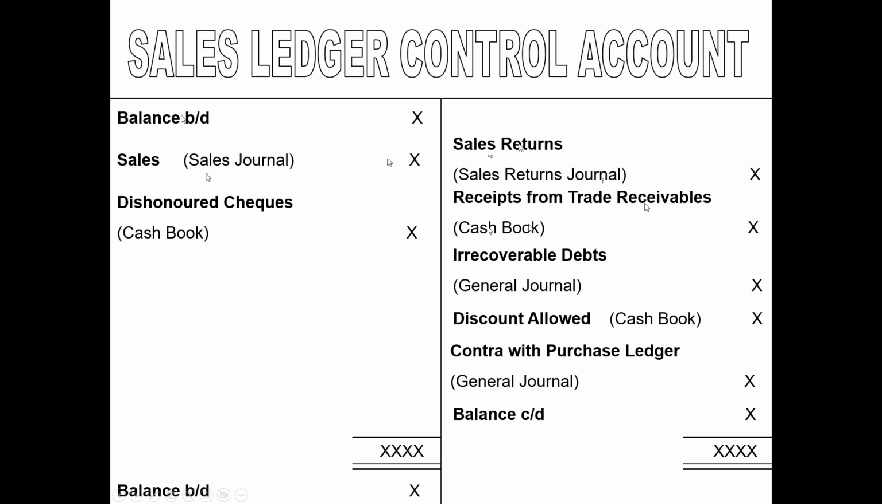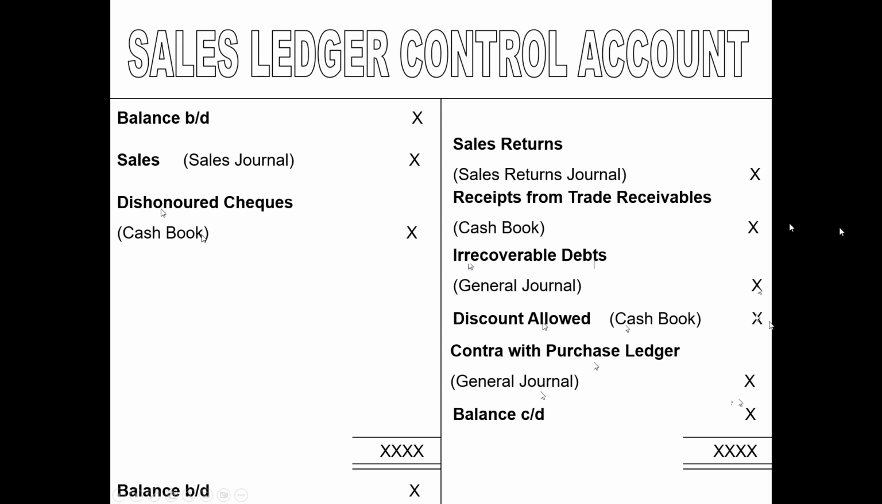Cash sales are never going to be included in this control account. We are only controlling the credit transactions, so they go in on the credit side. Any irrecoverable debts, so anything we've decided to write off, we'll pick that up from the general journal. Any discounts allowed to our customers will be from the cash book, so that'll be the total for the month in there. Any contra entries with our purchase ledger, credit the sales ledger control account, we'll be finding those entries in the general journal. And the one I didn't mention over here, dishonoured checks.